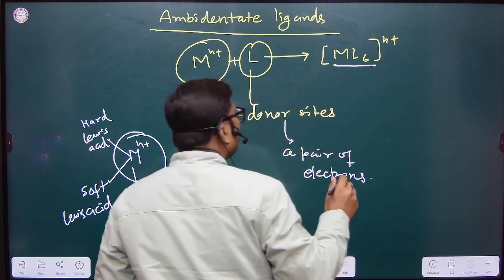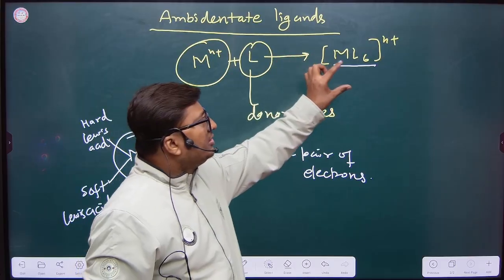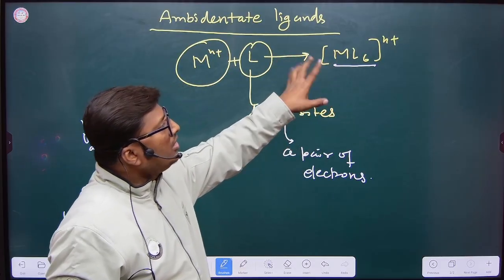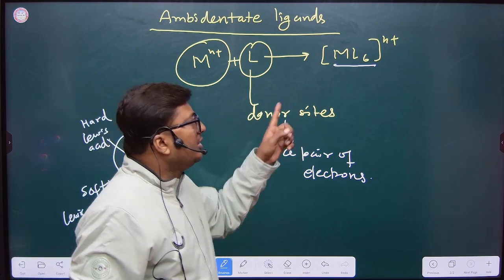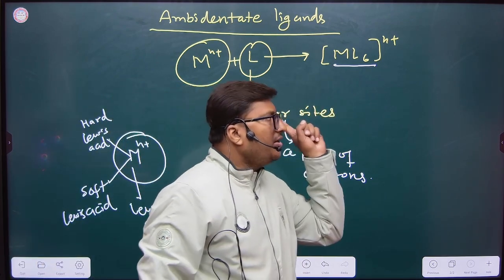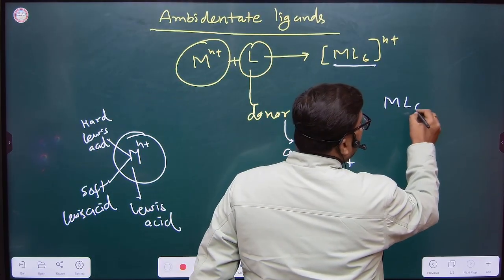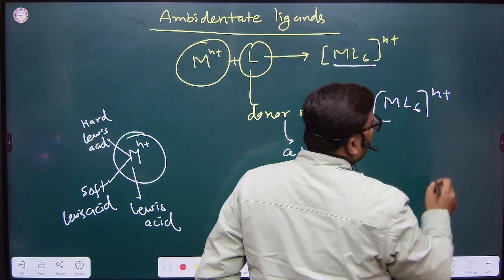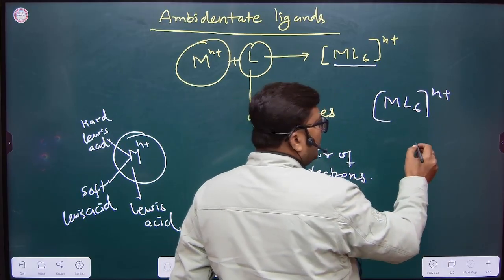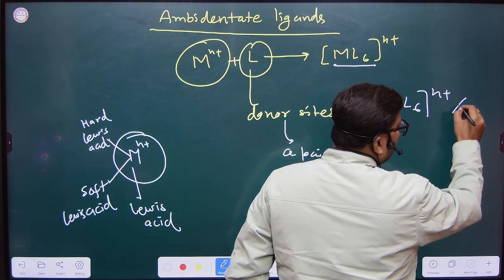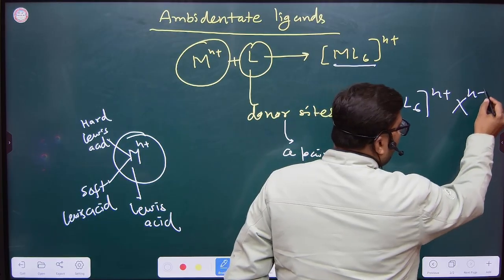dictates how this complex ion is stabilized by a counter ion. In the previous lecture I also discussed that it may be a counter cation or a counter anion. So here ML6 N plus, the complex is cationic, which means there is a counter anion, there may be X n minus.